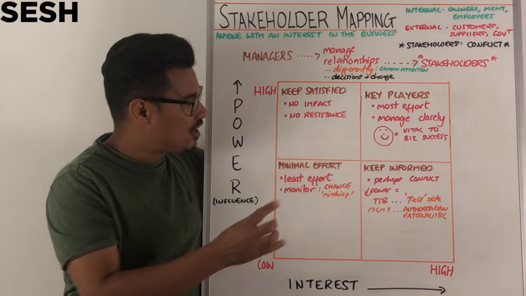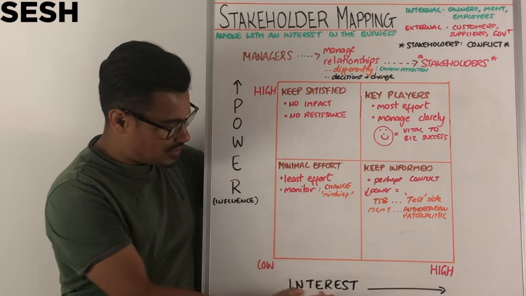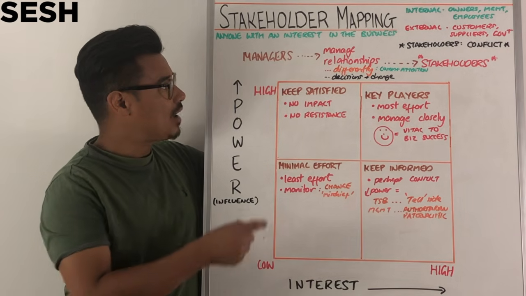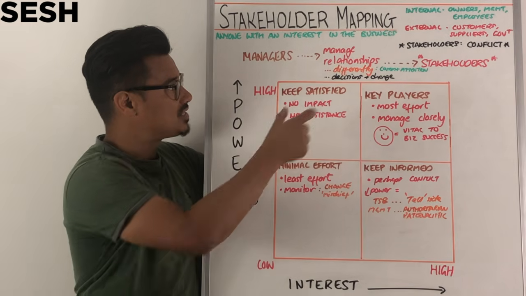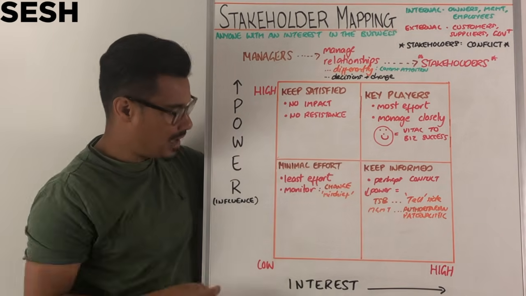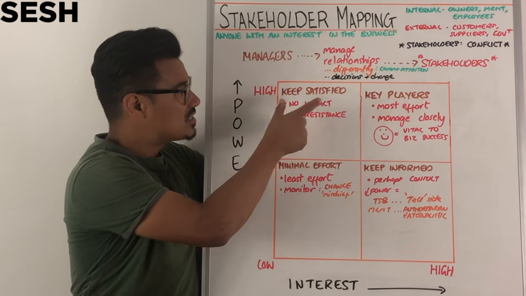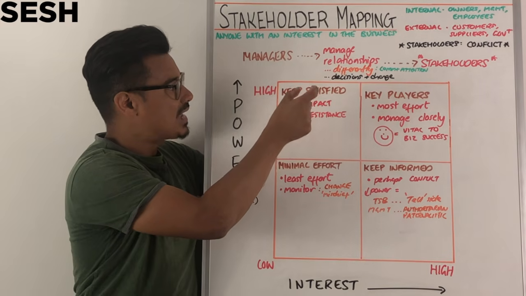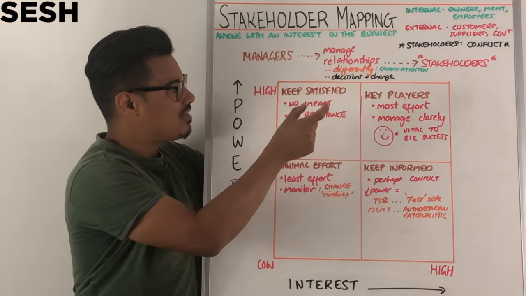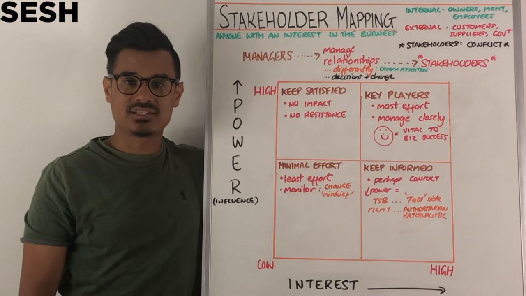Now, on the other ends of the scale, we have high power and low interest. And if you make a decision as a manager and you have recognised that the stakeholder has high power but they're not really interested in it, you just want to keep them satisfied. As long as the decision that you are making or the change that you are making has no real impact on them, they're not going to be resistant to it, so therefore you just try and keep them satisfied.